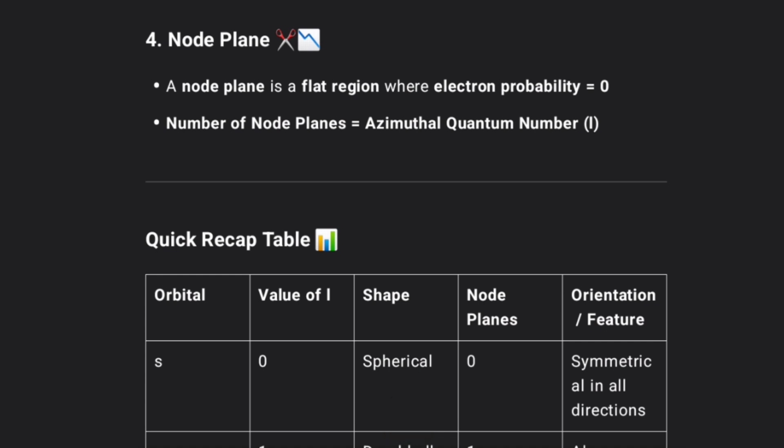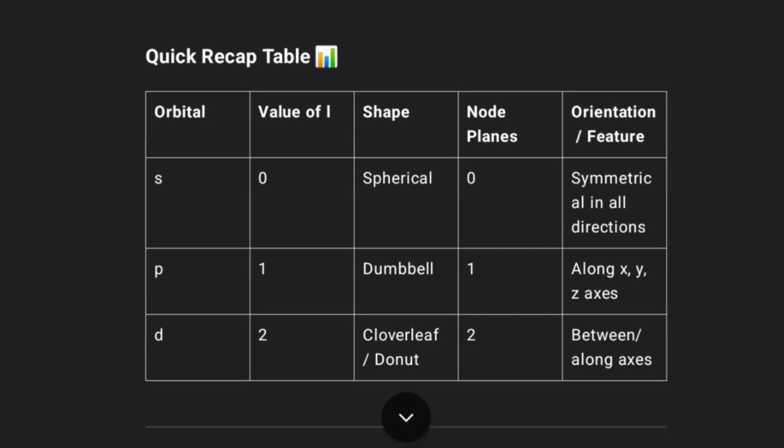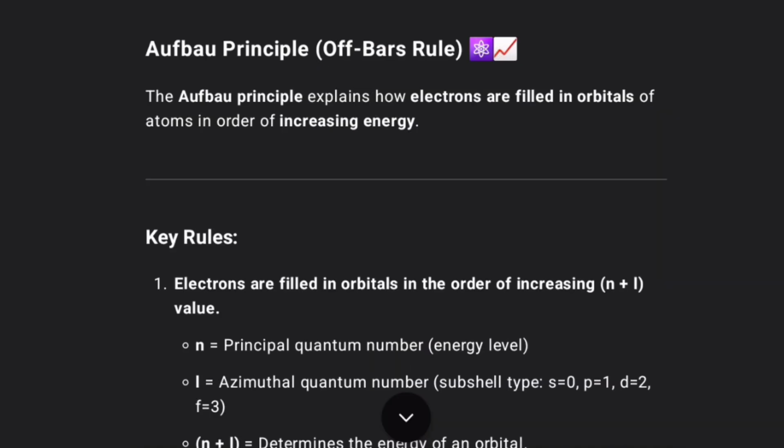Quick recap table: orbital, value of L, shape, node planes, orientation feature. s: L equals 0, spherical, 0 node planes, symmetrical in all directions. p: L equals 1, dumbbell, 1 node plane, along the x, y, z axes. d: L equals 2, clover and donut, 2 node planes, between and along the axes.